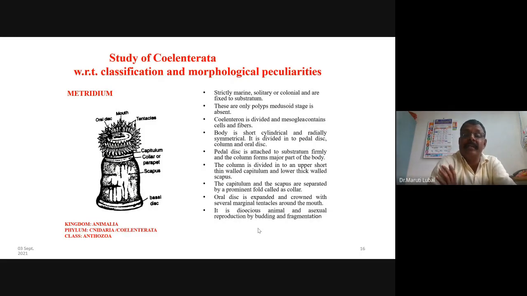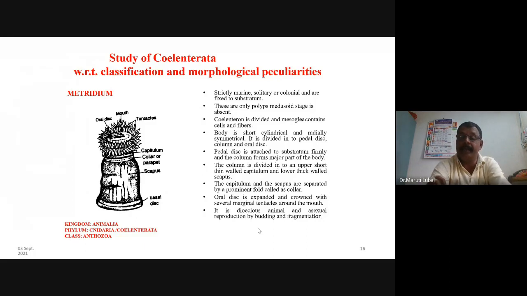Another one is Metridium. It is strictly marine, solitary or colonial, and fixed to the substratum. These are only polyps. The medusoid stage is absent. The coelenteron is divided, and the mesoglea contains cells as well as fibers. The body is very short, cylindrical, and radially symmetrical.